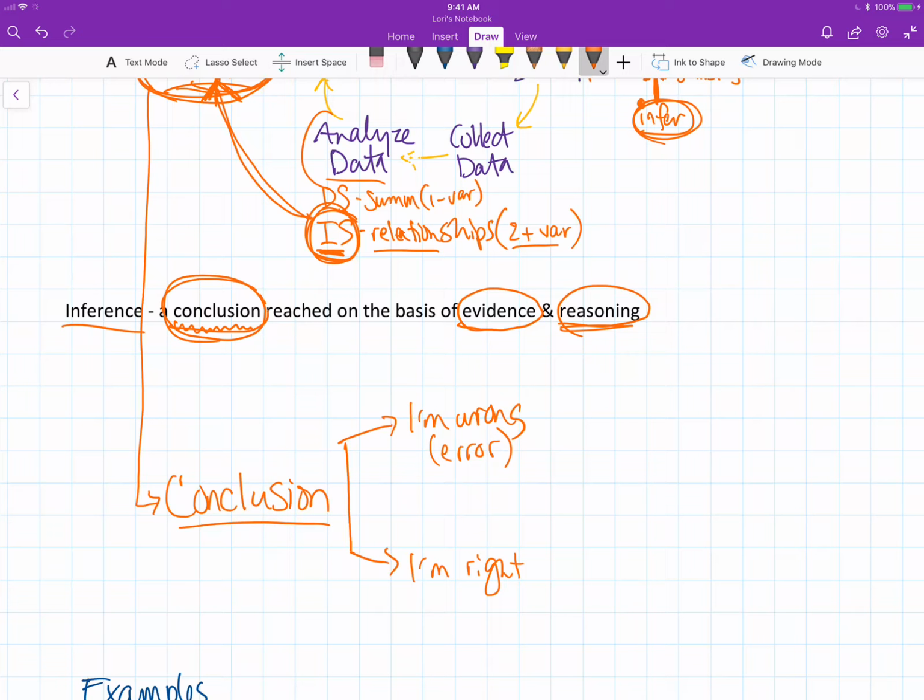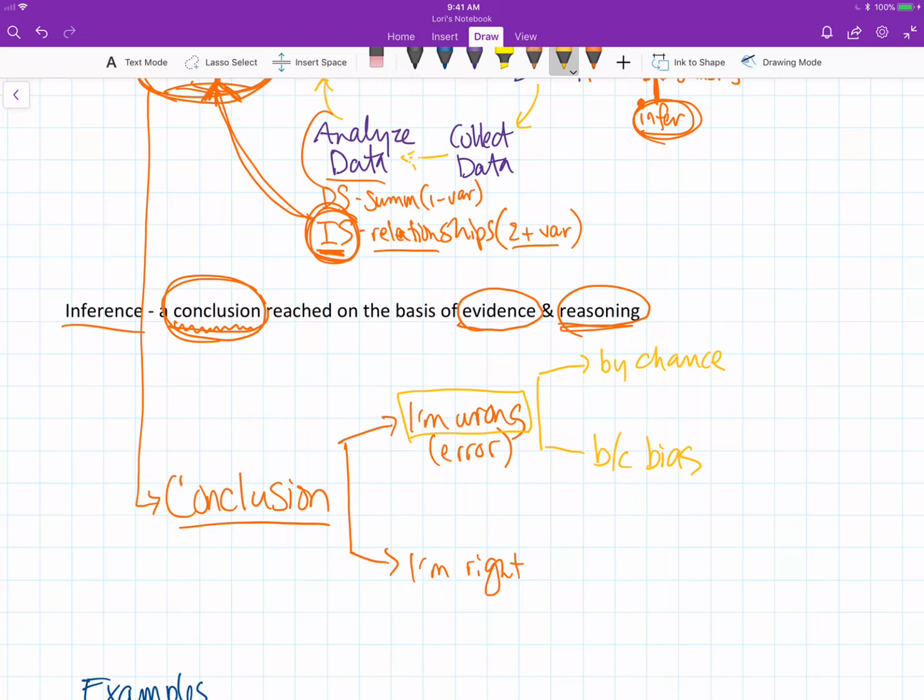There are a couple of reasons that I could be wrong. And this is going to be key to what we're doing with inferential statistics, because really what we're looking at is what are the chances that I'm wrong. So I could be wrong by chance, or I could be wrong because of some kind of a bias.